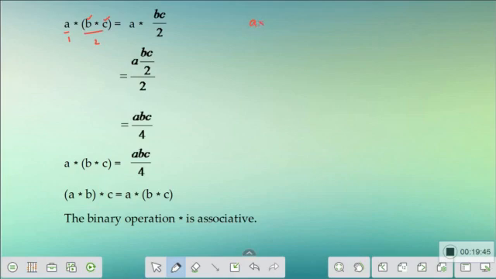When you have A star B, you will write it like A into B by 2. Now in the place of A, we have A, whereas in the place of B, we have BC by 2. So this gives you the first element into the second element, that is A into BC by 2, the whole divided by 2. Of course, this gives you ABC by 4. So this is the way this explanation has come. So we have A star B star C is equal to ABC by 4.